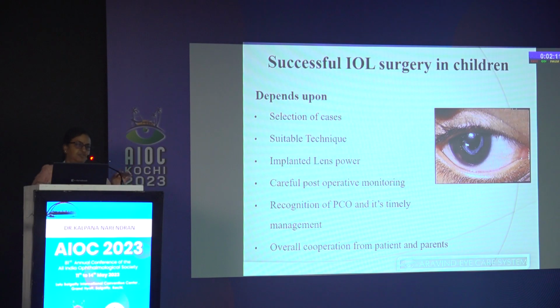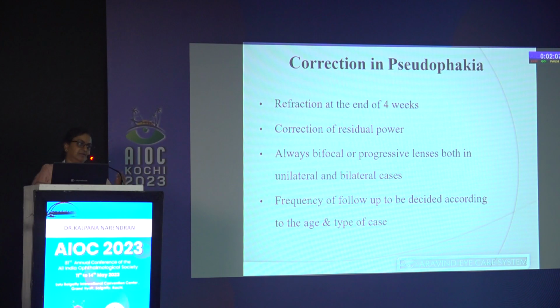Most importantly, educate the parents regarding the follow-up and the refraction and the glasses. So the glasses usually will be given at the end of 4 weeks. And the gap between 2 eyes: we operate one eye, the other eye will be operated after 2 weeks. That is the norm we always follow, or after 10 days. And the follow-up will be based on the age of the child.